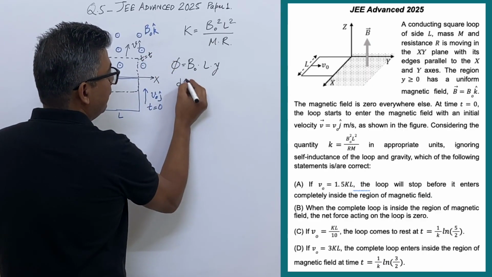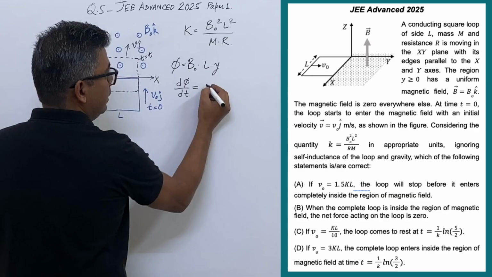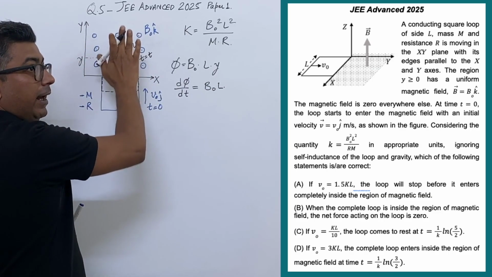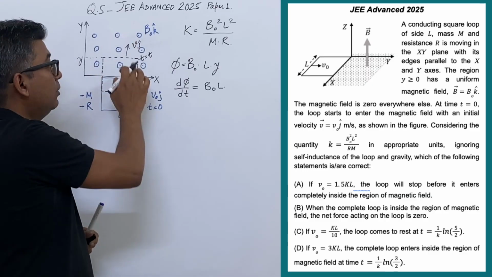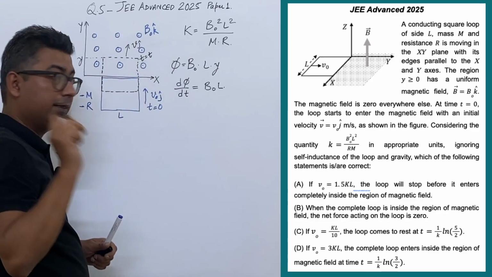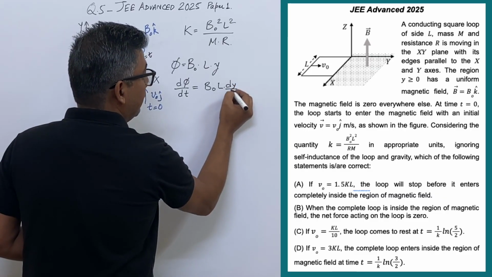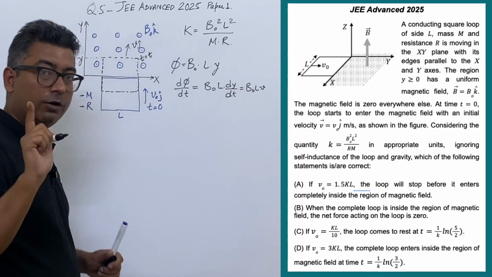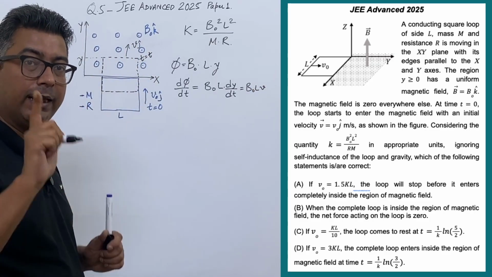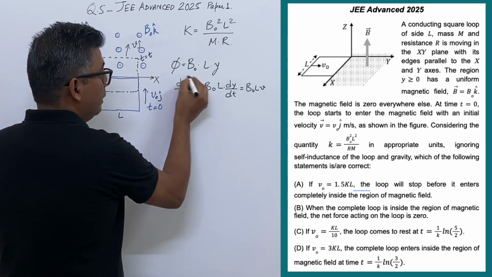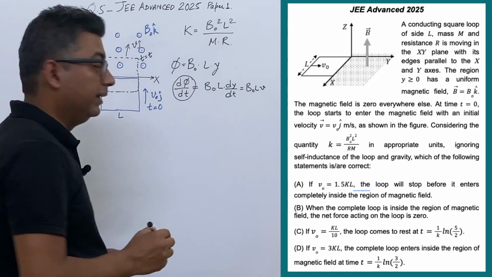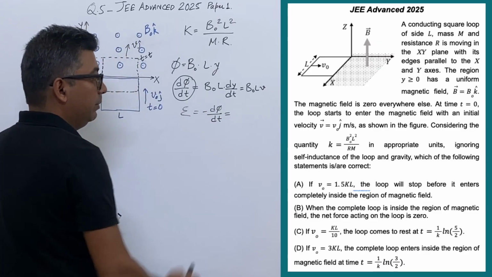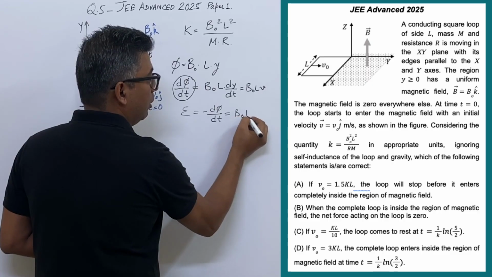What is the change in flux with respect to time? It is equal to B naught L, and because y is changing, the rate of change of position y is the velocity at that instant. So we can simply say dy by dt, or B naught L V. This is not V naught, by the way. This is V at any time. What is this d phi by dt? This gives us a potential, and that means this epsilon is equal to B naught L V.